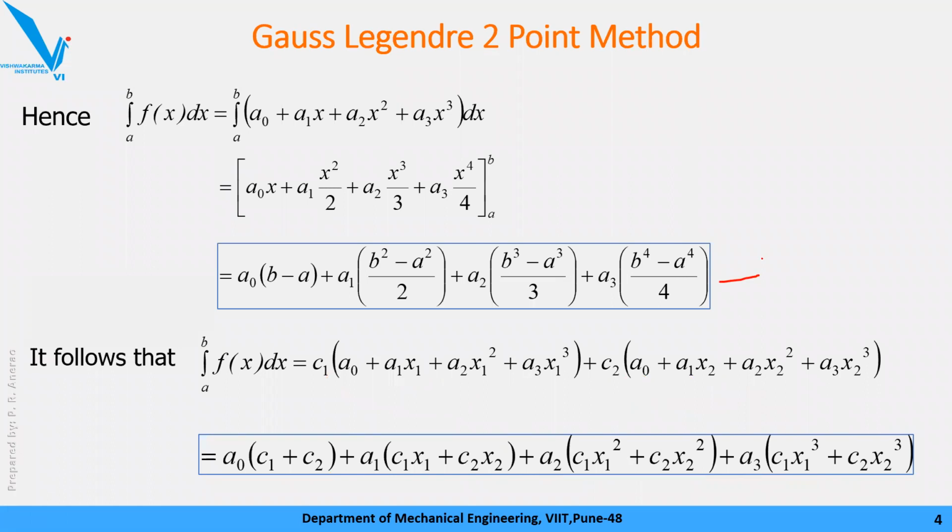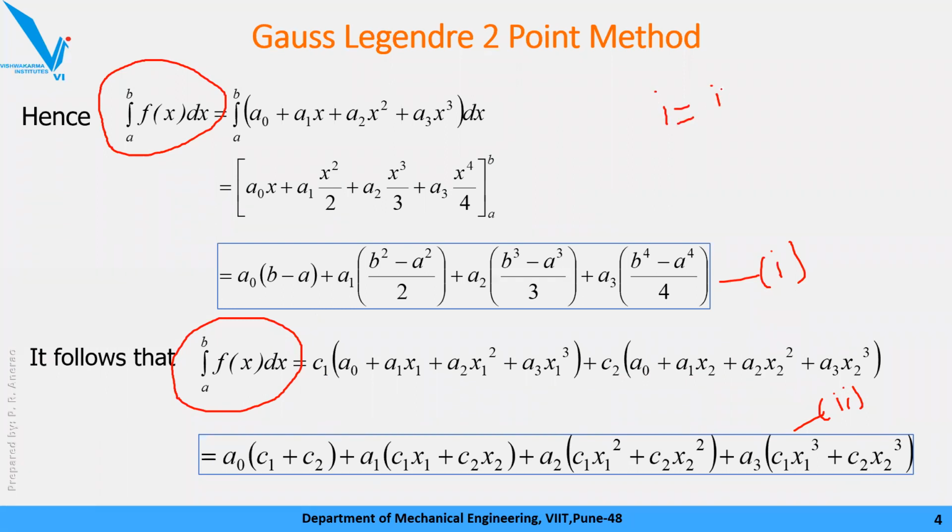Now, if we compare these two equations, equation number 1 and equation number 2, what these two equations are is nothing but the approximate integration of f of x over the limits a and b. Both are the same, okay, but with different terms. So in the next part, we will equate equation number 1 and equation number 2, because both are nothing but integration of f of x over the limits a and b. So if you equate these two equations, you can compare.